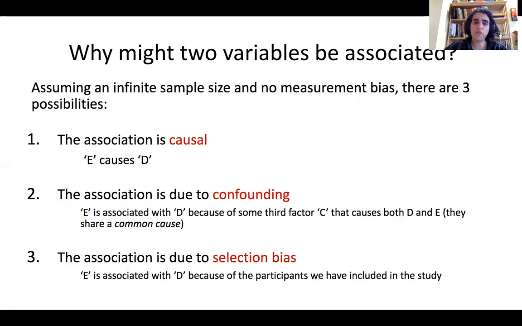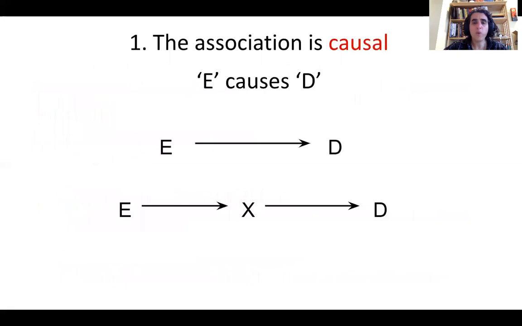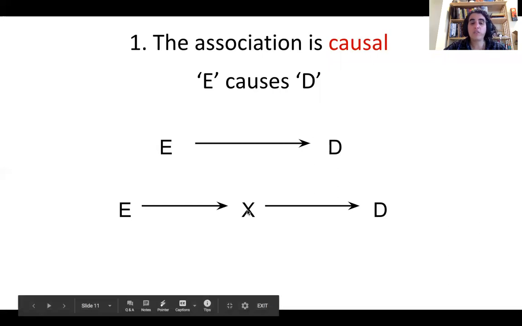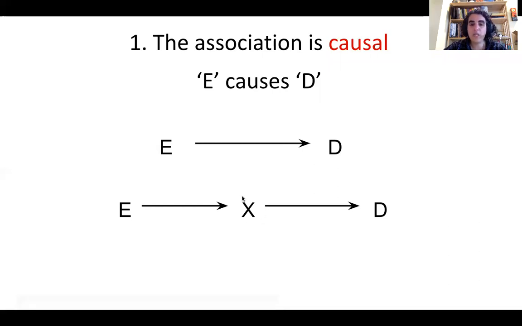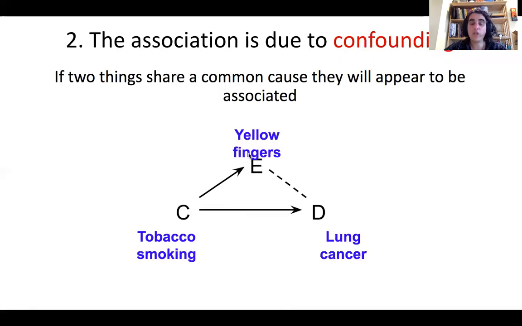I just wanted to draw a few pictures for you. We want to know if an association is causal. If your exposure causes your disease, possibly with some intermediate link in the causal chain, as we saw with the diet and, with the income and heart disease, where diet could be a link in the causal chain.